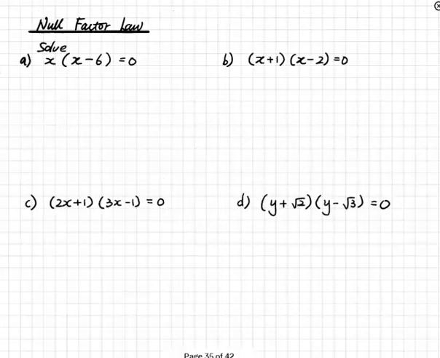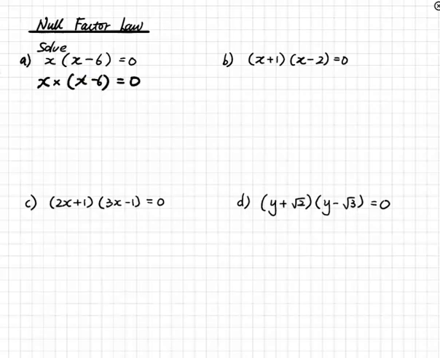Let's have a look at the examples here. So the first one, they ask you to solve x bracket, x minus 6 bracket equals 0. Now, you can see there's no operation sign between the x and bracket, so that means x times this whole bracket equals 0. So you can see the whole bracket as one object.